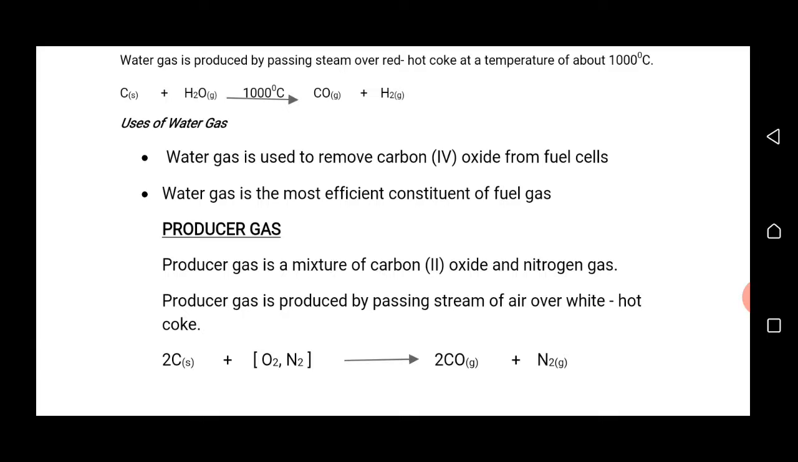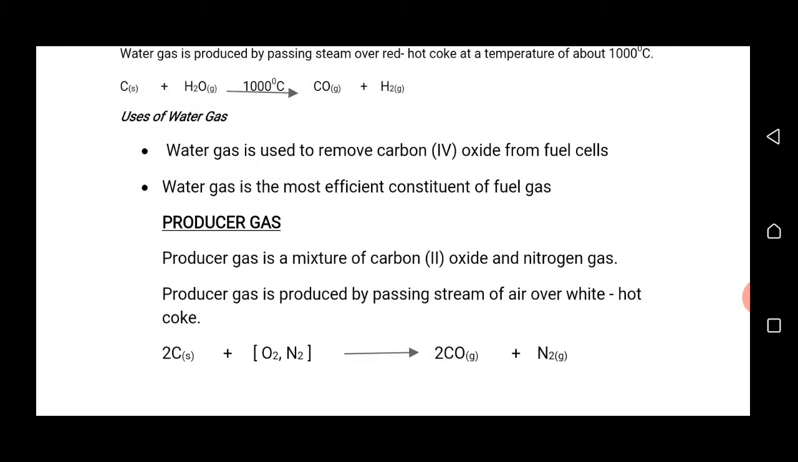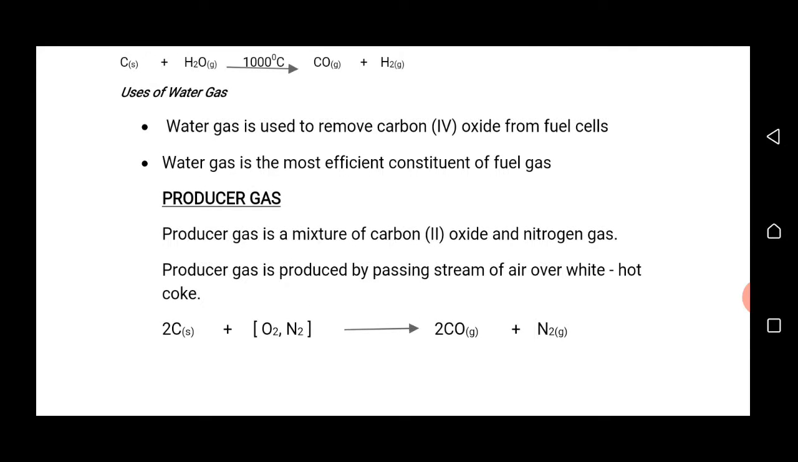represents coke. I told you in our last class that all allotropes of carbon have the symbol C. So C here represents coke, and H2O gas here represents steam. When they combine together at a temperature of about 1000 degrees Celsius, the mixture of CO and H2 is produced, and the mixture of CO and H2 is known as water gas.